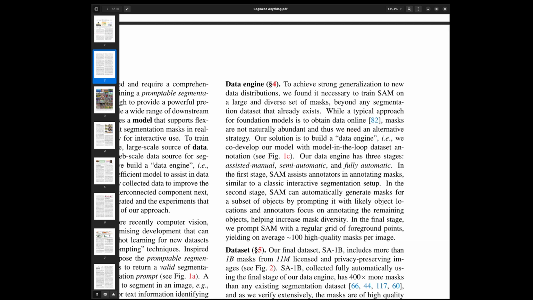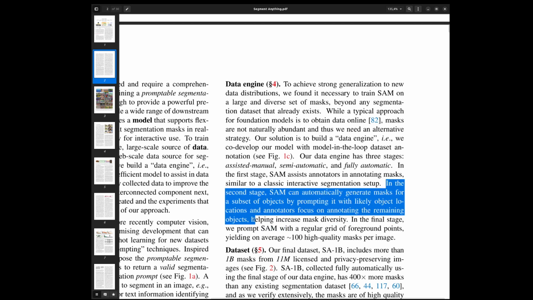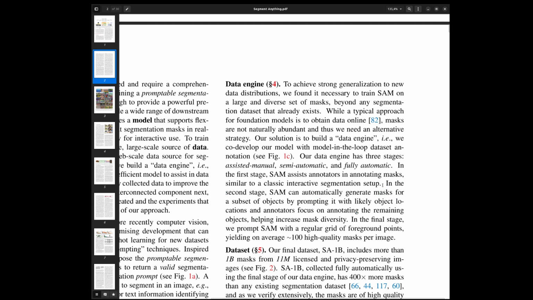And those could be automatically generated for a subset of objects by prompting, which could mean like give me cats, dogs, people, and then the rest of the masks were generated manually for objects that were not recognizable with zero shot. I have no clue, but that would make some sense at least.